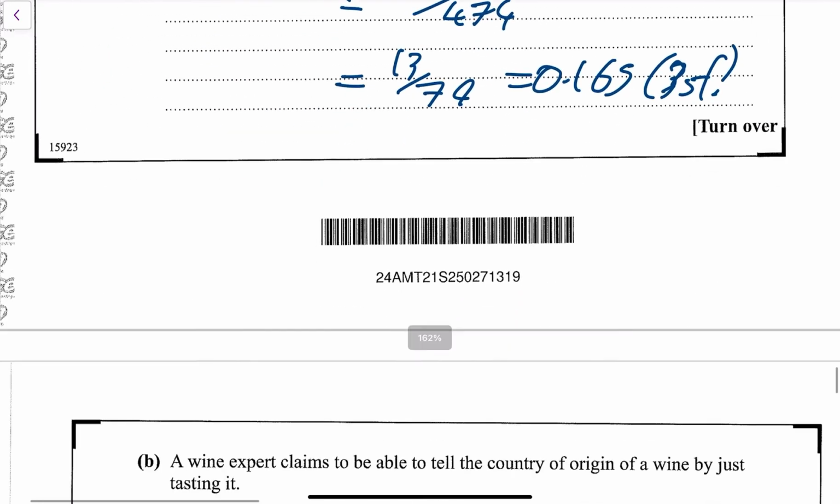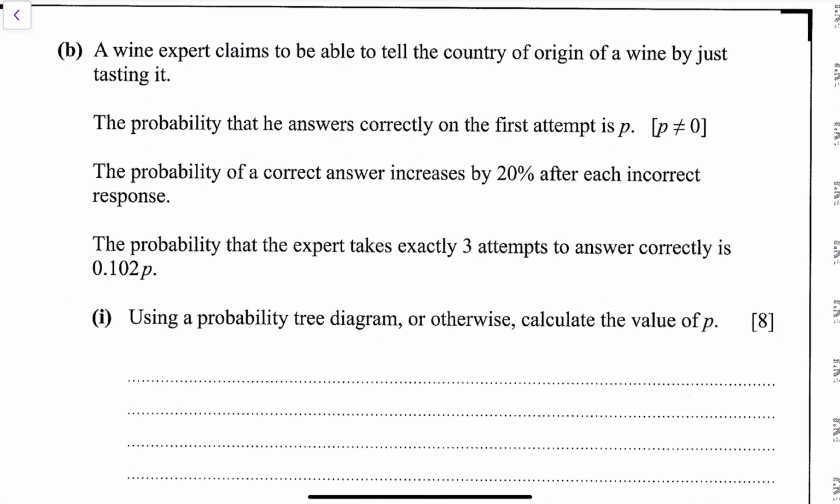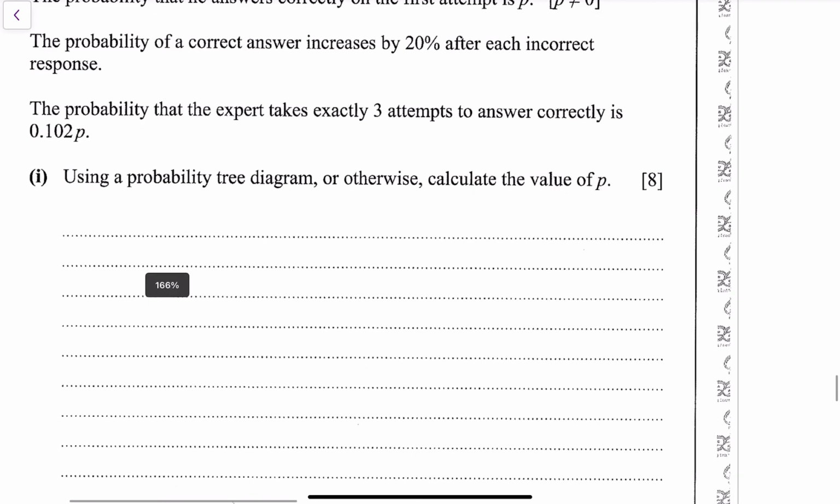Right, this one says, a wine expert. Don't ever be that guy. A wine expert claims to be able to tell the country of origin of a wine just by tasting it. The probability that he answers correctly on the first attempt is very small, but is p. And the probability of a correct answer increases by 20% after each incorrect response. The probability that the expert takes exactly 3 attempts to correctly answer is 0.102p. Using a probability tree or otherwise calculate the value of p.